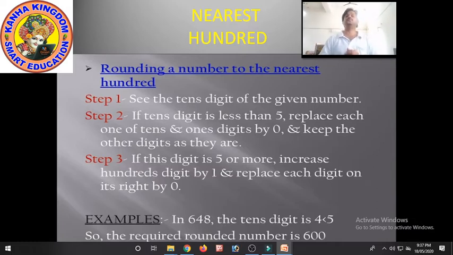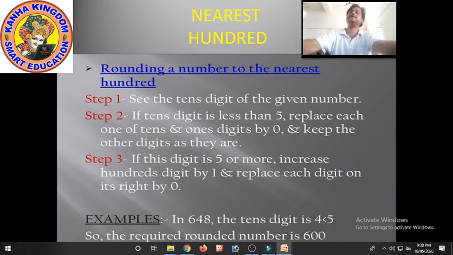Okay, so I will explain it through an example. Suppose there is an example, 648. In 648, the tens digit is 4, and 4 is less than 5. Means, what does it mean? Means you have to replace the tens digit and ones digit with 0 and the rest of the number is the same, so the required rounded number is 600.